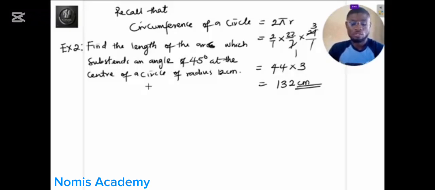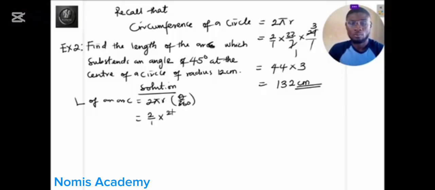So this question is a JAMB past question. That was the 2012 past question in mathematics. Just as we did the first question, it's as simple as first introducing the formula that says the length of an arc is equal to the circumference multiplied by theta all over 360. So the circumference is 2 over 1 multiplied by 22 over 7 multiplied by the radius, which here is 12 centimeter over 1, multiplied by theta, which is 45 over 360.